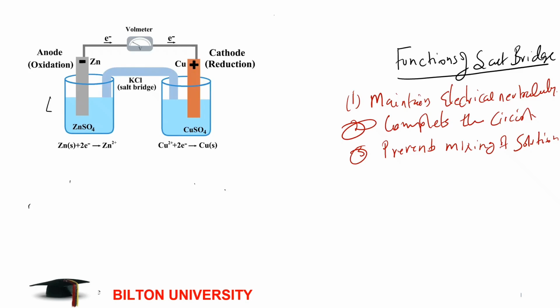Today we are going to focus on electrochemistry tutorial. On the screen is a galvanic cell. A galvanic cell is a cell that converts chemical energy into electrical energy through a spontaneous redox reaction.